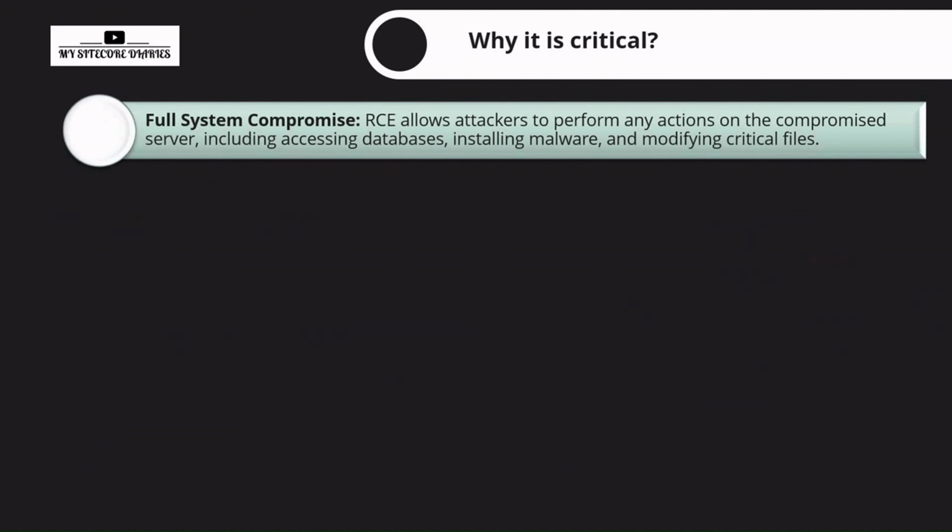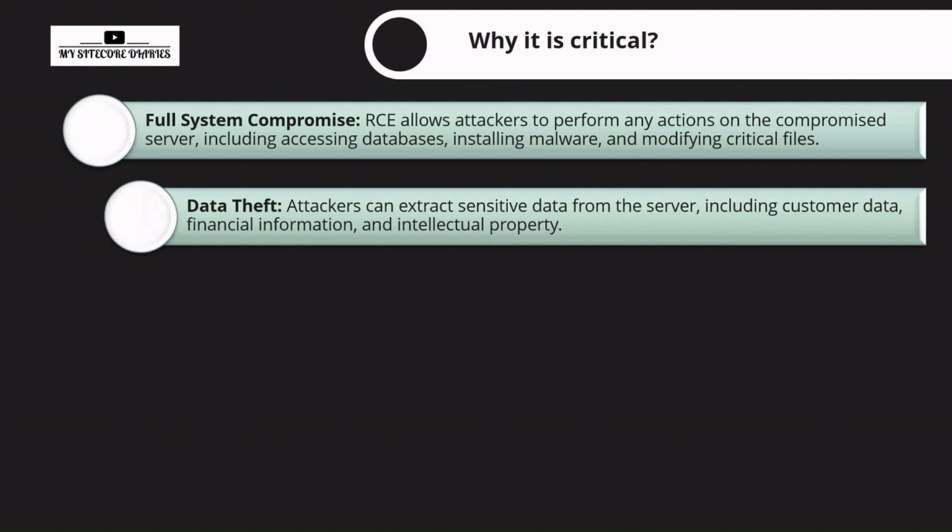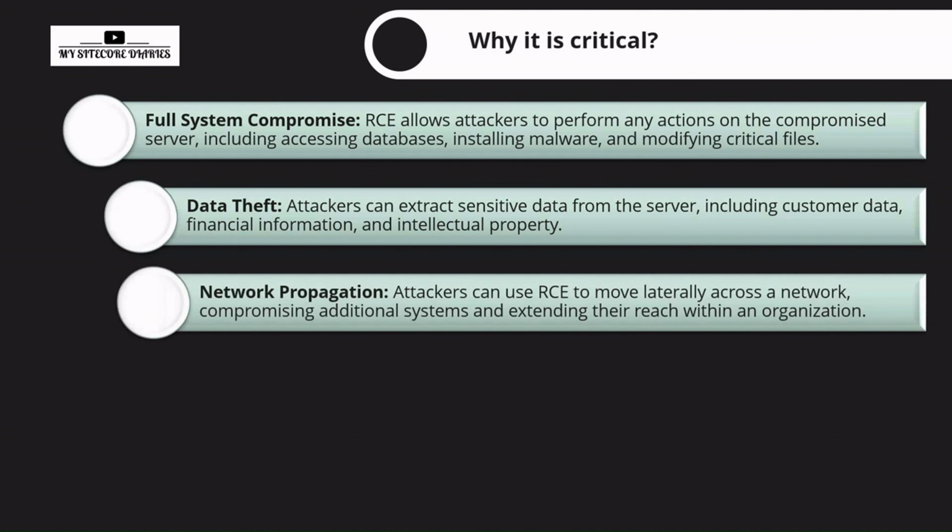Now why is it critical? Full system compromise. RCE allows an attacker to perform any action on the compromised server, including accessing databases, installing malware, and modifying critical files. Then data theft: attackers can extract sensitive data from the server, including customer data, financial information, and intellectual property (IP). Network propagation: we have seen how it spread across 150 countries, like a cold spreading. Attackers can use RCE to move laterally across the network, compromising additional systems and extending their reach within an organization.